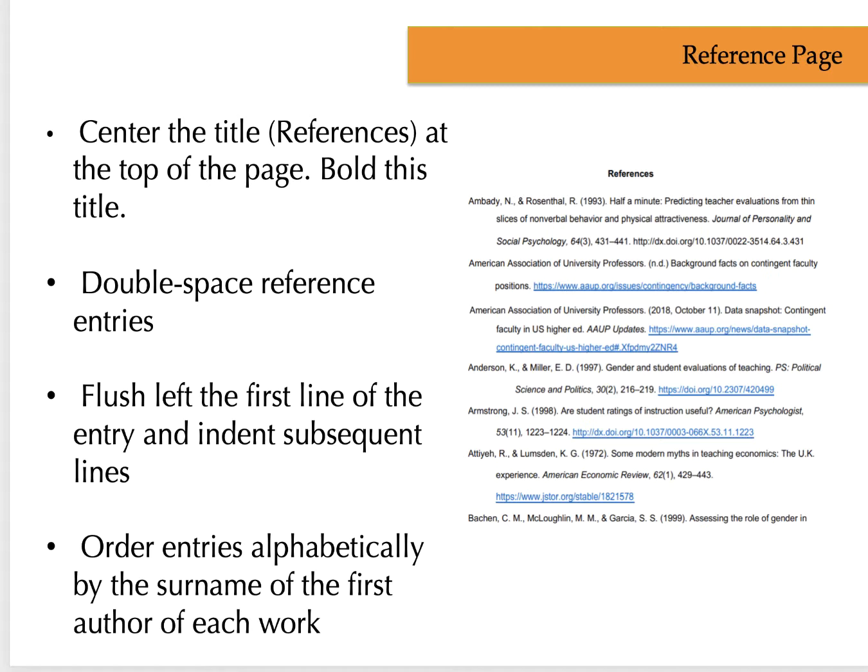So to create a reference page, number 1, center and bold the heading, references, at the top of the page. Double-spaced reference entries. Flush left the first line of the entry and indent subsequent lines. You can use a hanging feature in Word to actually do that for you, so you're not having to press the tab bar. Step 4 is to order entries alphabetically by the author's surnames. If a source is anonymous, use its title as the author's name.